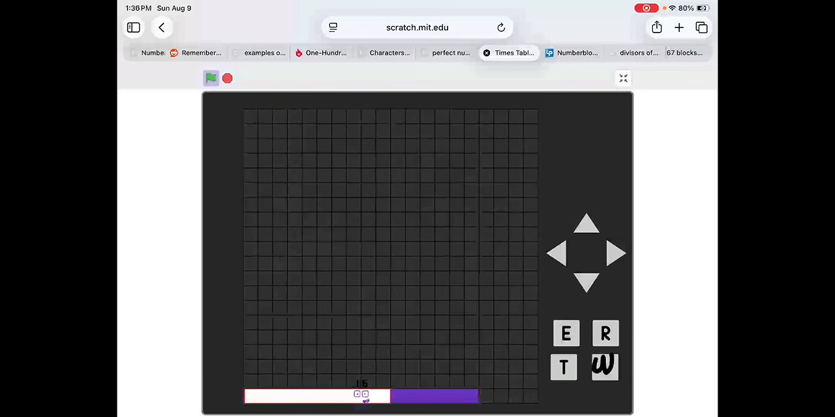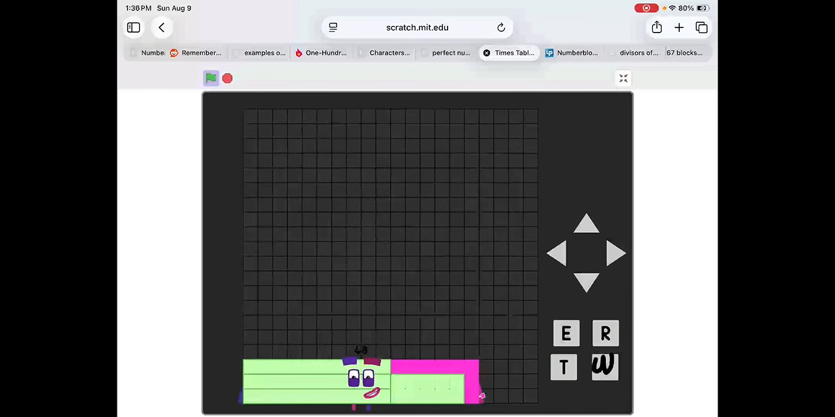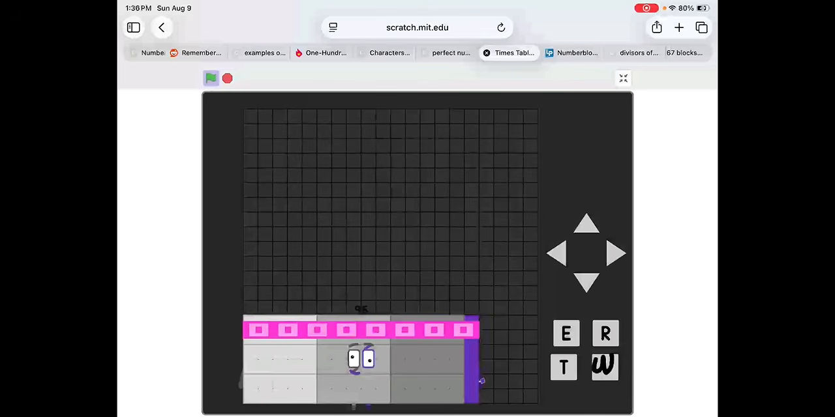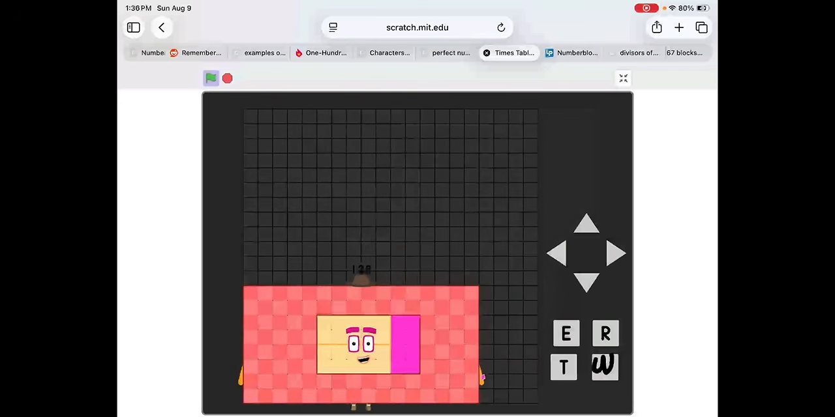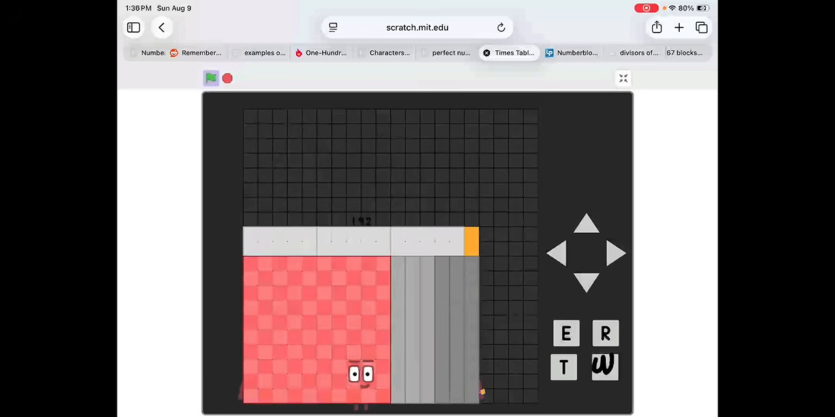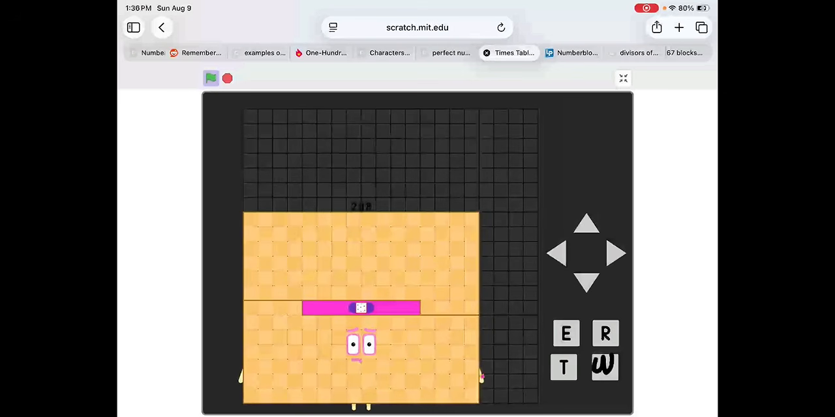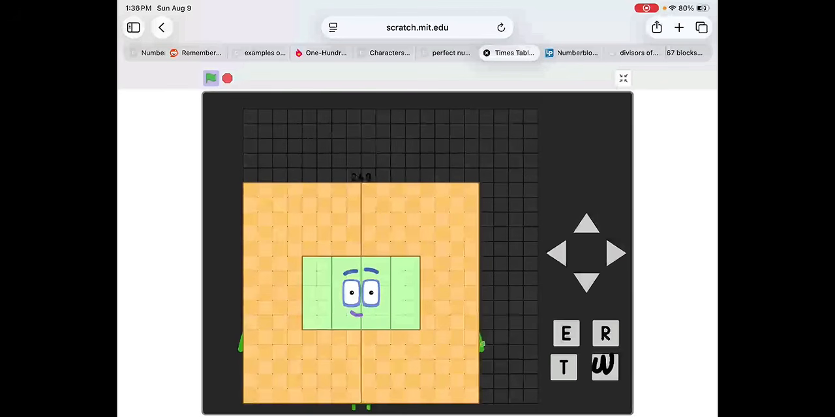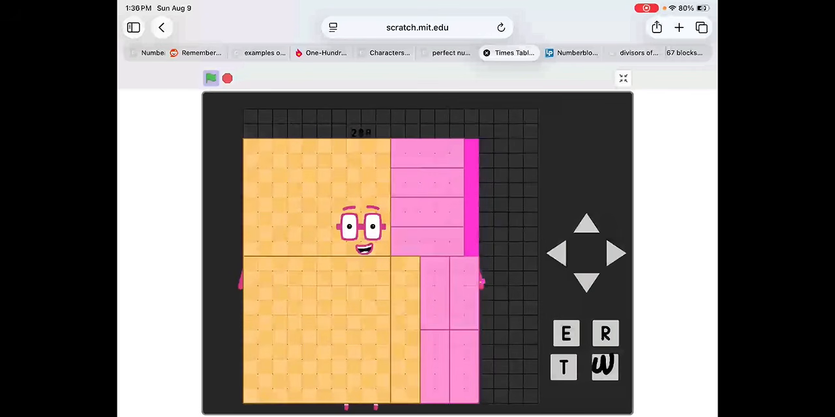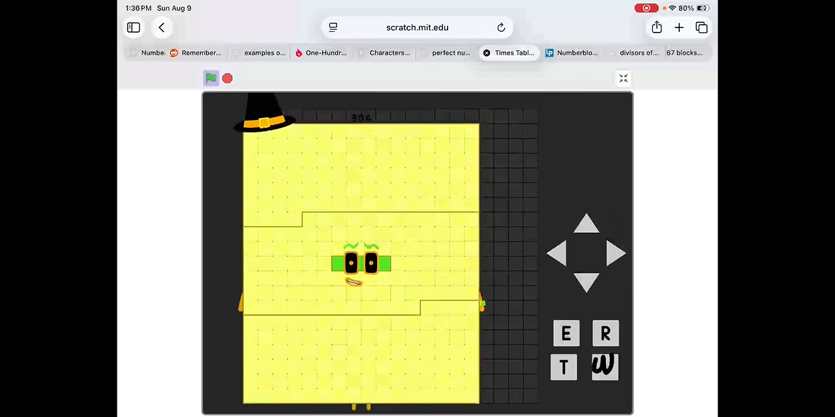Next is the 16 times table. Now it's just like the 8 times table, but you skip 8, 24, and so on. 16, 32, 48, 64, 80, 96, 112, 128, 144, 160, 176, 192, 208, 224, 240, 256, 272, 288, 304, 320.